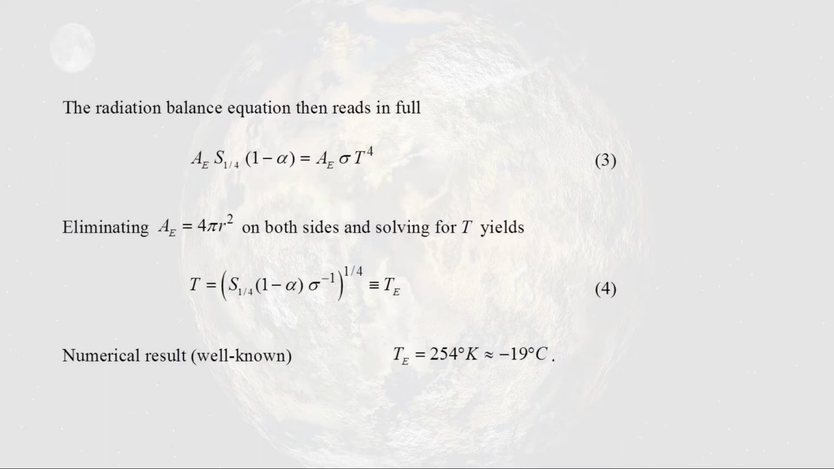Eliminating the surface of the Earth on both sides and solving for T yields the equation for the temperature of the Earth, T_E, with a well-known numerical result, 254 degrees Kelvin, equal to minus 19 degrees Celsius.